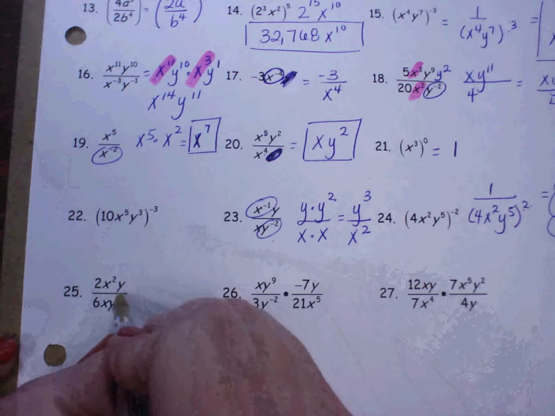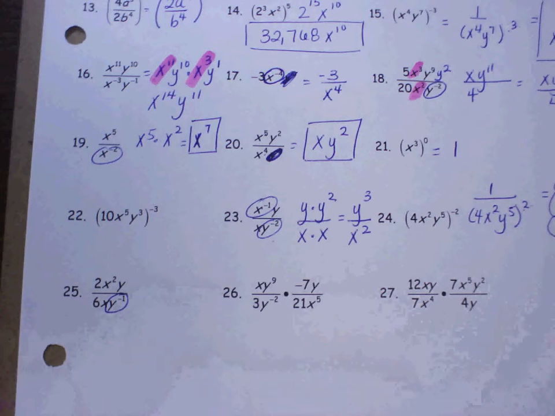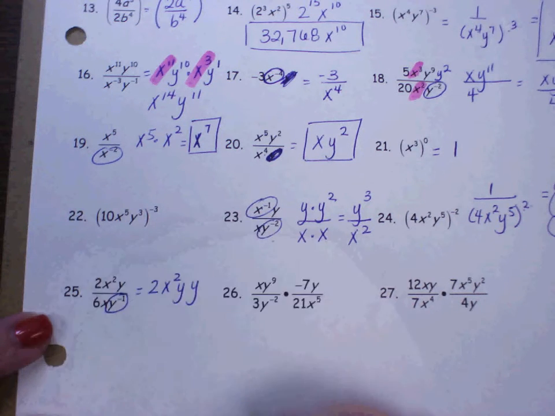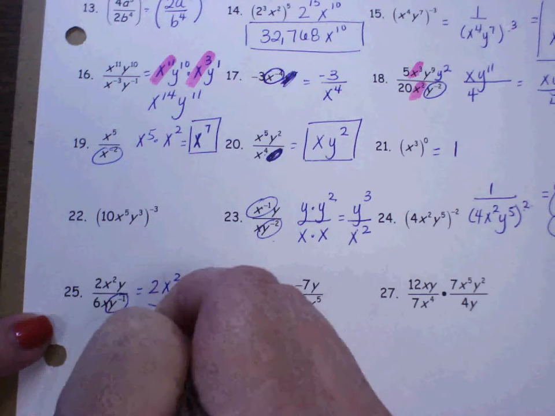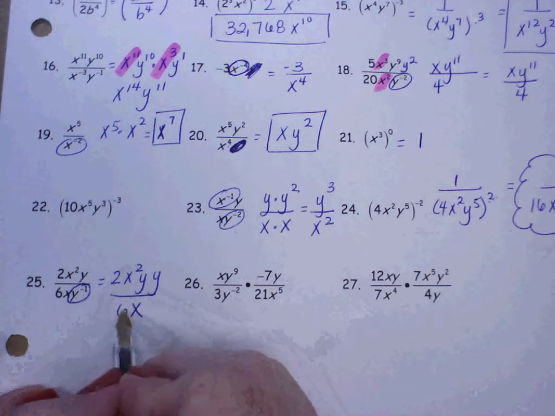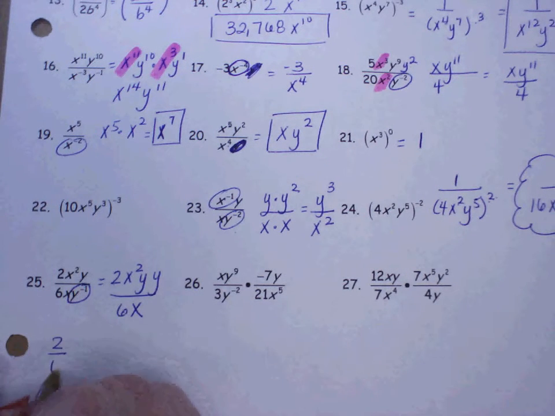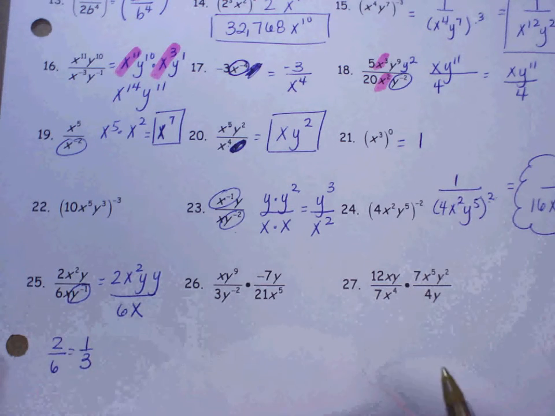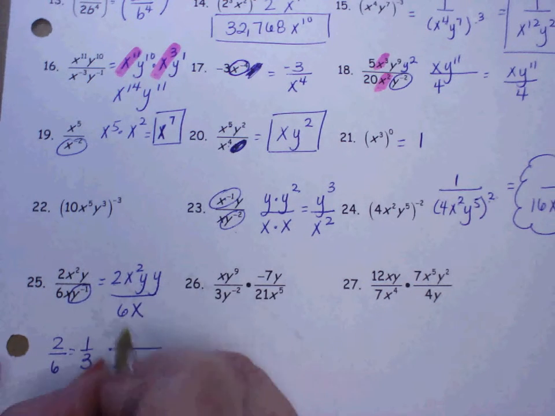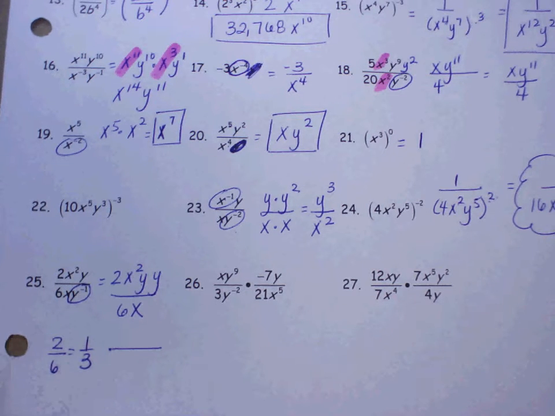All right. What do you got to do with that guy? Move it up. Very good. So that is 2x squared, y and y. And at the bottom is 6 and x. 2, 6 can be simplified to what? 1/3. Very good. And then y and y? That's, well, y squared, not 2y, right?